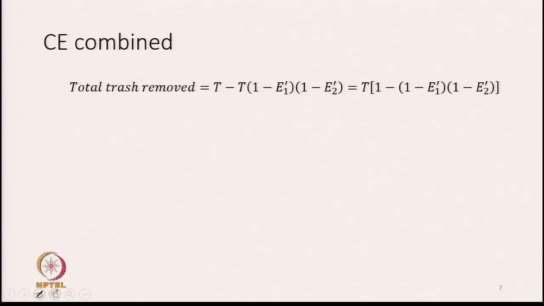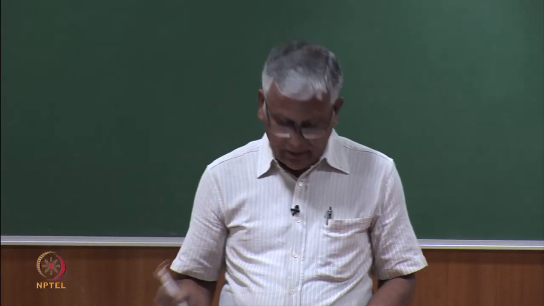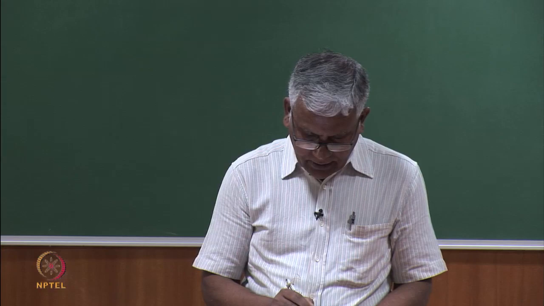So, trash removed will be this plus this, that is T into E1 by 100 plus T into (1 minus E1 by 100) into E2 by 100. If I add these two, we can find out how much trash has been removed, or the other way is how much trash has been left in the material. If we know this and we subtract it from the original trash, then also we can find out the trash left or trash ejected.